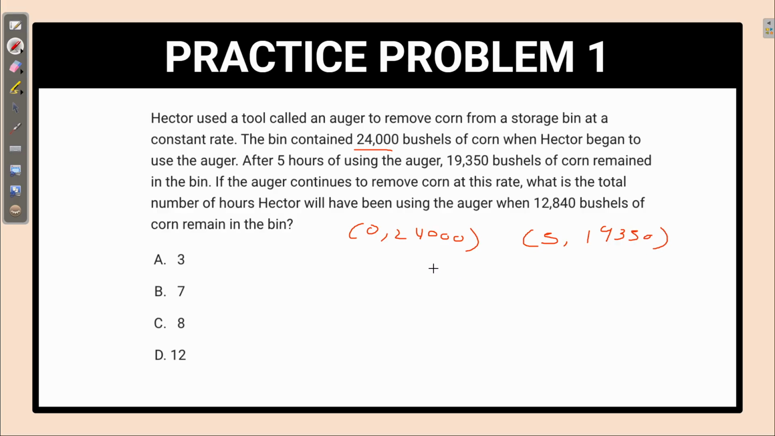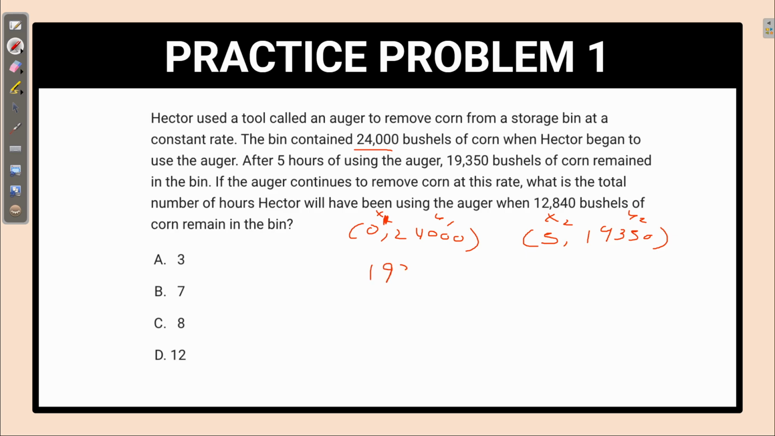Now, setting it up like this, you can kind of see that we might have to go for a slope equation, because it's removing the corn at a constant rate. And because of that, we know that it's going to be linear. Since the rate is not changing, it has to be linear. So using that, how do we set up our slope equation? Well, just like any other slope equation, we're going to do y2 minus y1 over x2 minus x1.